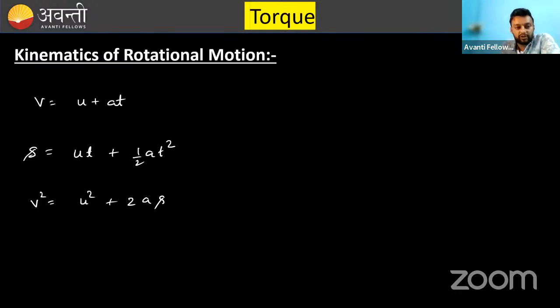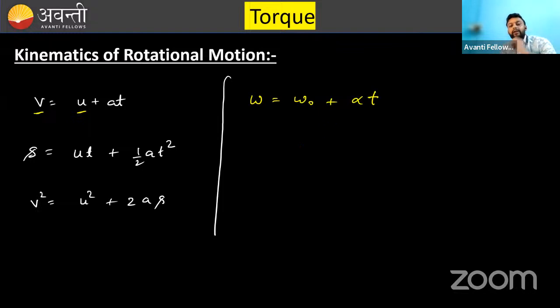Now, if I write these equations for rotational motion, how can we write them? Velocity, this is final velocity, this is initial velocity, and velocity is represented by omega in terms of rotation. So we can write it as omega equals omega naught plus alpha t. You must change these equations by yourself. Here, omega is the final velocity, omega naught is the initial velocity, alpha is angular acceleration, and t is time.